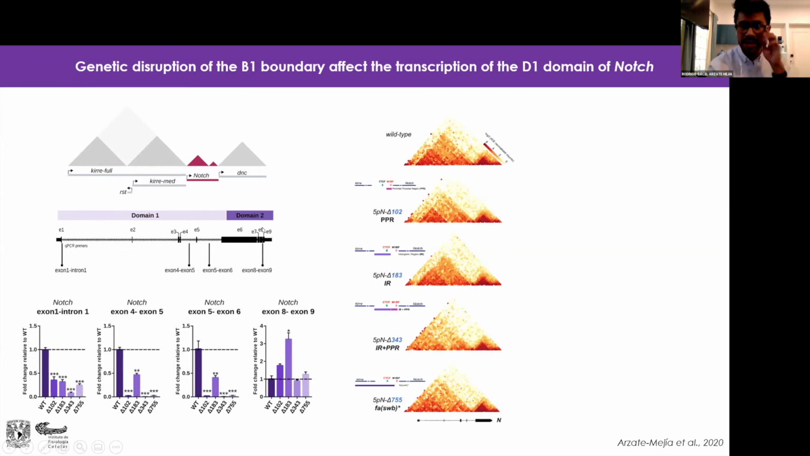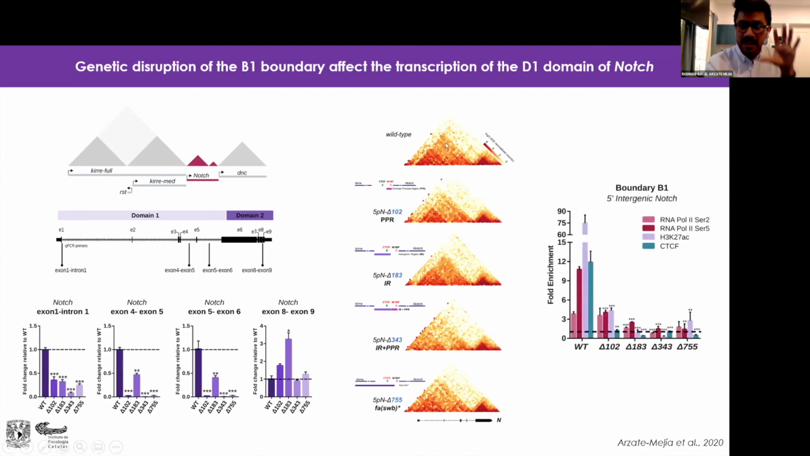The second domain of Notch seems to be acting as an independent transcriptional unit, because as you can observe here, we really don't observe a major change in transcription, while manipulating the first boundary does result in a transcriptional downregulation of these genes. This data suggests that the loss or reduction of transcription for these mutants was not sufficient to fuse the domains, but it was the complete deletion of the boundary which resulted in the fusion of the domains, but also in complete abrogation of transcription.